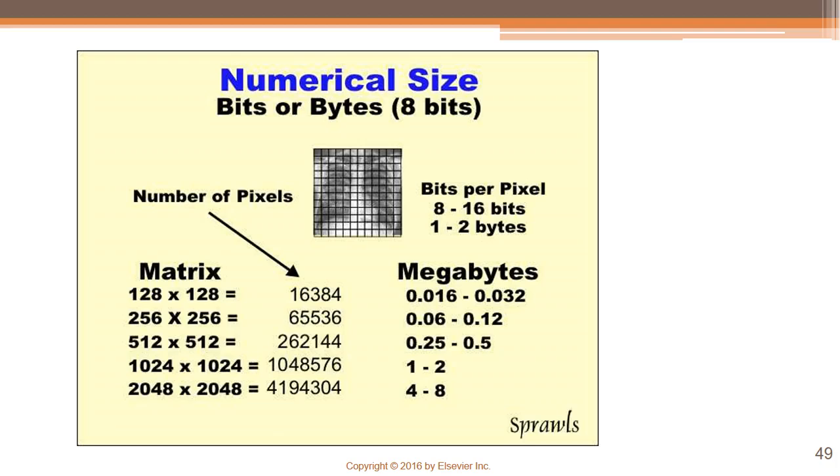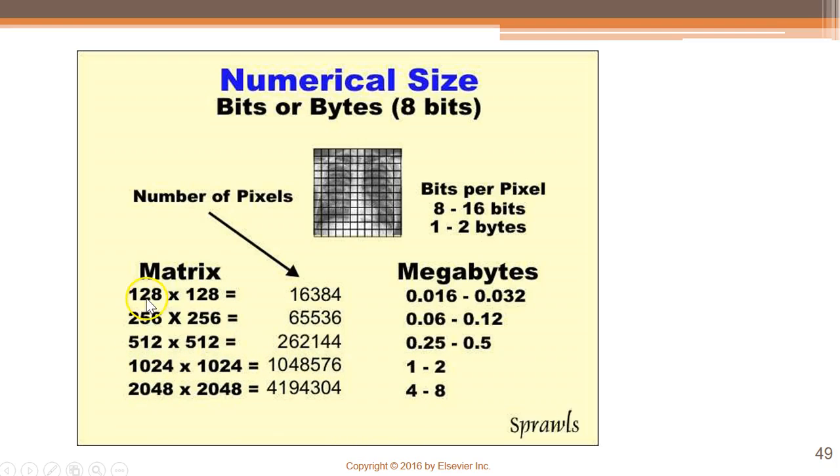And this is the product of two factors, and that is the matrix, the pixels, and then the bits. So how many bits per pixel? 8 to 16 bits, 1 to 2 bytes. So for every pixel, you want to know how many bits make it up. 8 bits equals a byte, and then here are our matrices. And notice these are the two that I gave you earlier.